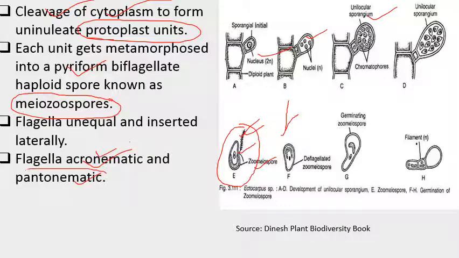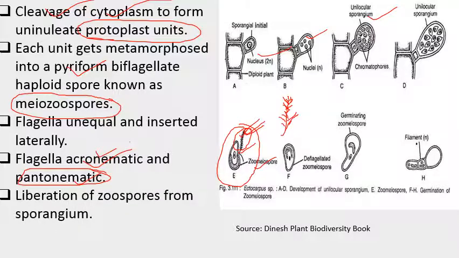While the pentonemetic flagella, in which they bear these hair-like structures that we can see in this picture, this one. So these hair-like structures having 2 rows, this type of flagella is known as pentonemetic flagella. So it bears 2 types of flagella. One is acronemetic, that is without this hair-like structure, commonly known as mastigonemes, and second flagella, this one is pentonemetic, that bears 2 rows of these hair-like structures known as mastigonemes.